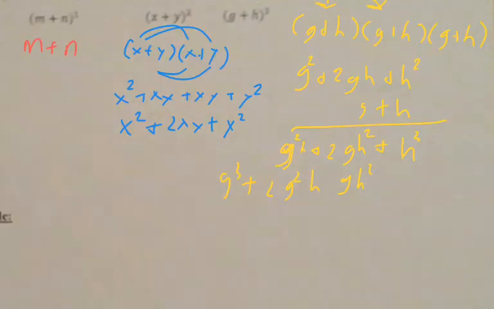Now I'm going to combine like terms. So there's no other g cubed, so that just comes down. Plus 2g squared h plus 1g squared h is 3g squared h. Plus 2gh squared plus gh squared is plus 3gh squared, and h cubed just comes down.